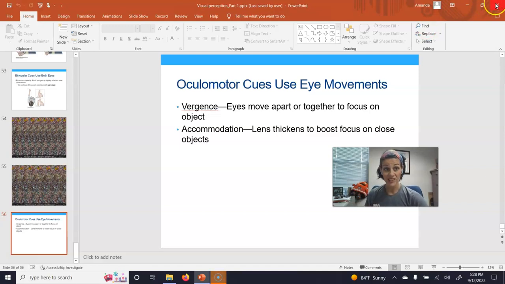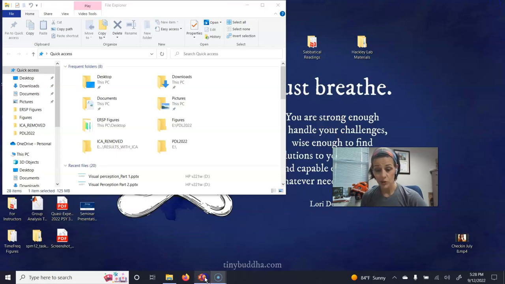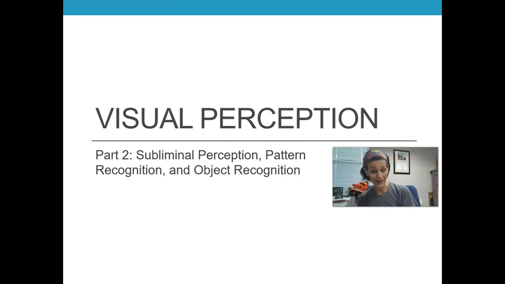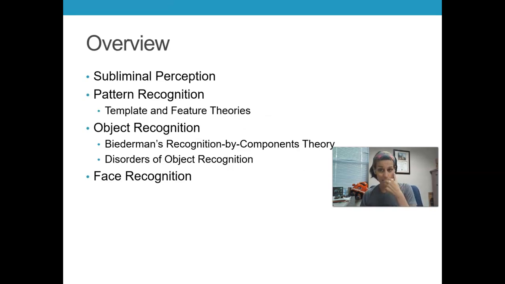Okay. So now we've talked about visual perception and being able to figure out object features to help us recognize objects. Now we're going to move on to talking about subliminal perception, which I think you will find pretty fun, and also talking about pattern recognition, object recognition, and face recognition.